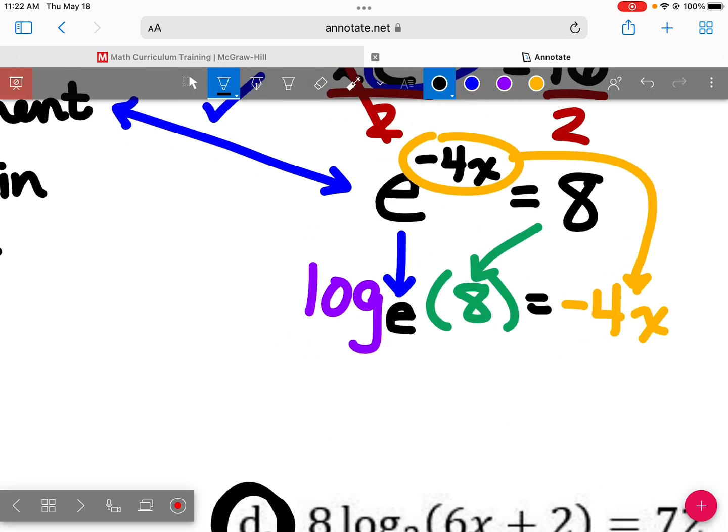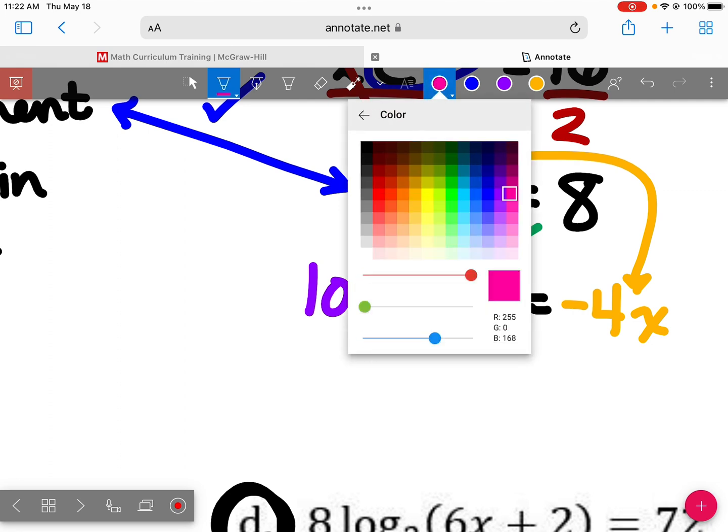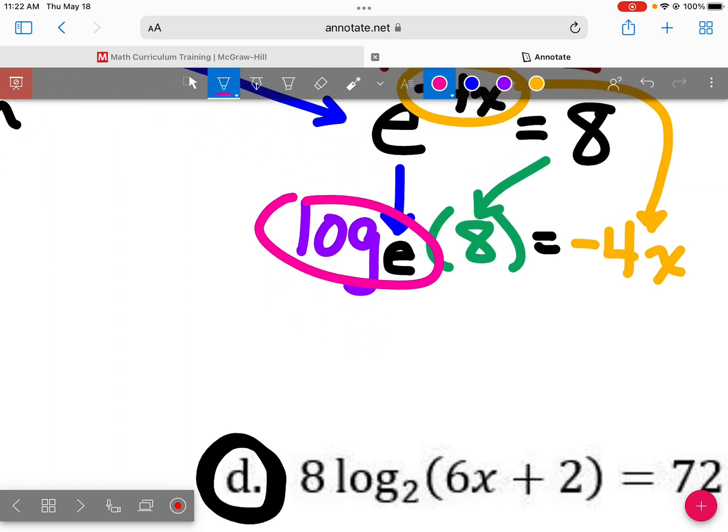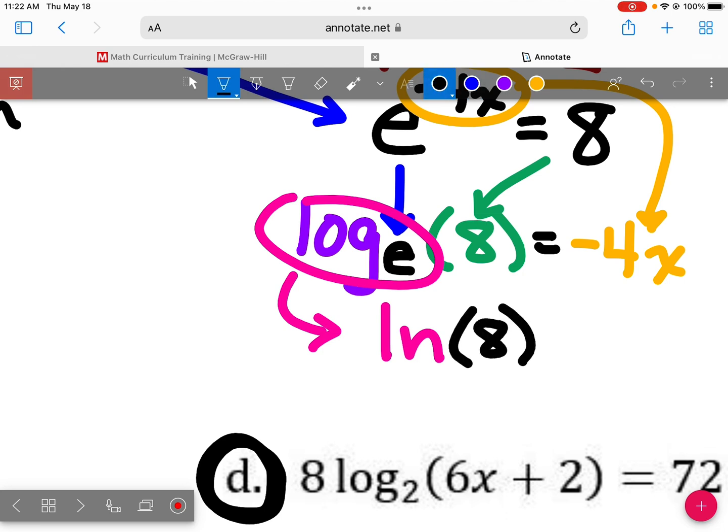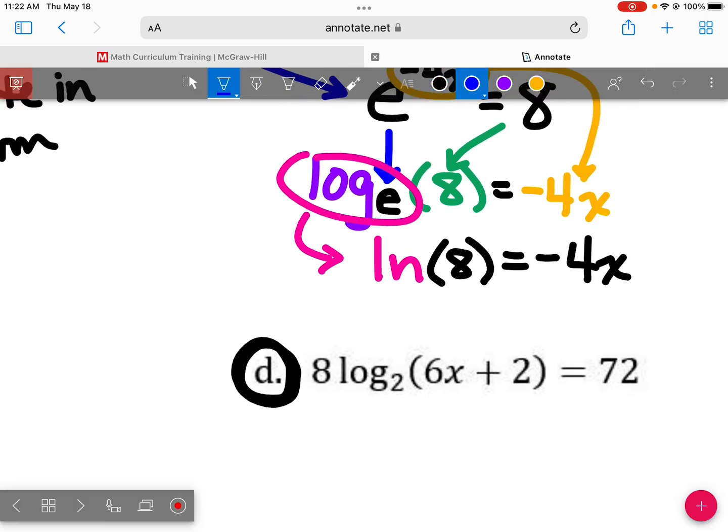Don't we have another way of writing log base E? Close. It's not IN, it's LN. It looks like a capital I, but it's an LN. So this is LN of 8 equals negative 4x. What would I need to do now to get the x all by itself? Divide both sides by negative 4.